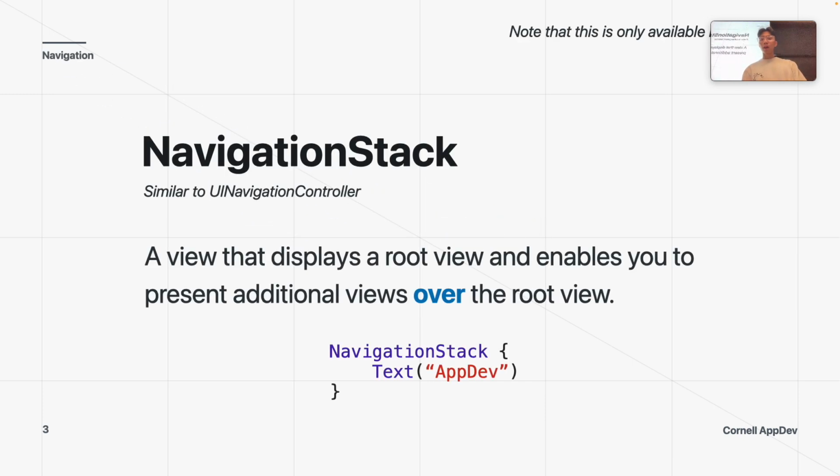In SwiftUI, you can use this thing called a navigation stack, which again is some struct, some view. Inside of that navigation stack, you want to put in the views that you want to be able to push onto this navigation stack. So for example, if I want the text app dev to be a part of this stack, then I will want to put that view inside of that navigation stack. Now, you can think of this navigation stack as a UINavigationController, right? It's still the same idea of pushing one view on top of another view. So that right there is the navigation stack.